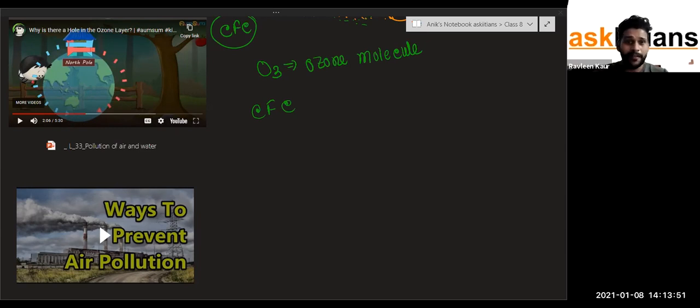So here you can see how we can prevent air pollution. Encourage use of CNG. So what is CNG? I think you have heard about it. CNG is compressed natural gas, right?